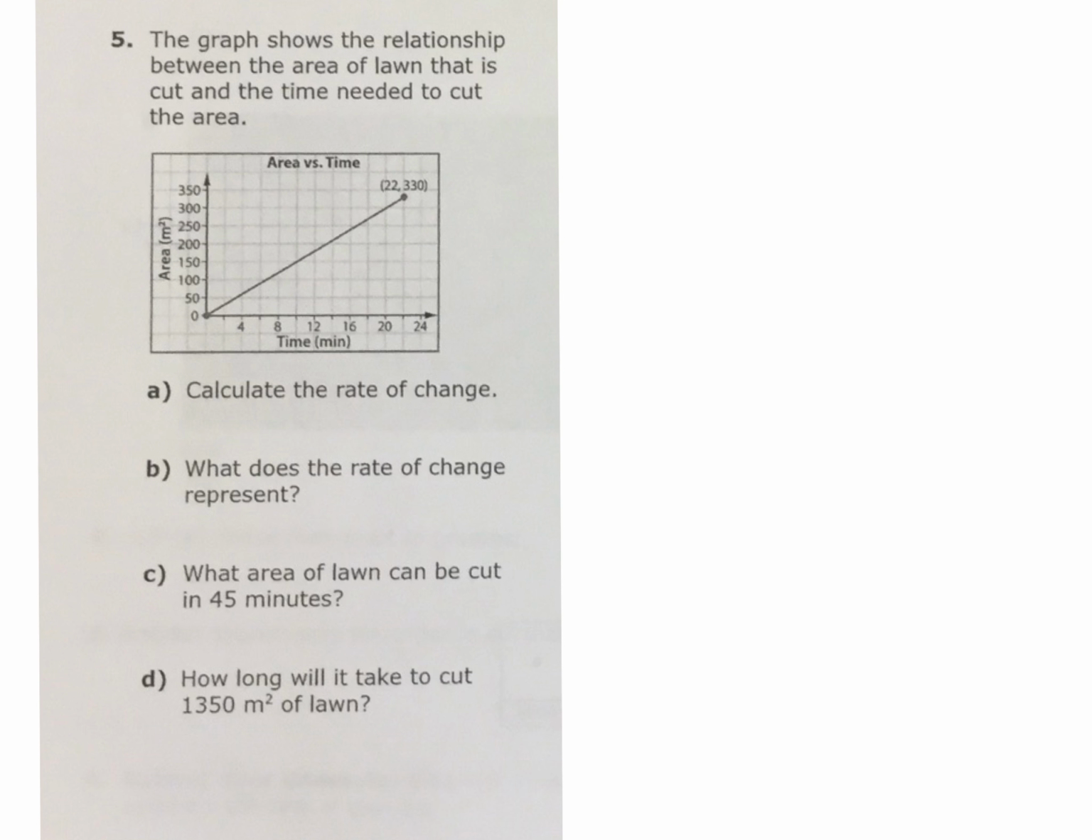The graph shows the relationship between the area of lawn that is cut and the time needed to cut that area. We need to calculate the rate of change. Again, rate of change is rise over run. So this time you need to really pay attention to the scale. Let's draw a rate triangle. Okay, everyone draw your rate triangle.